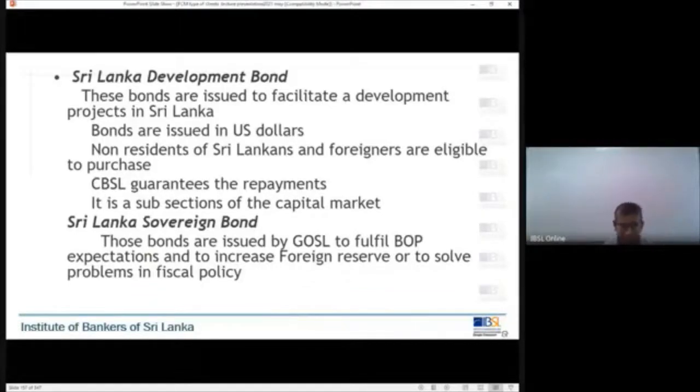And another bond like this we call the Sri Lanka Sovereign Bond. Again, the sovereign bond is issued in dollar form. But the main objective of issuing a sovereign bond by the Government of Sri Lanka, GOSL, is to fulfill BOP expectations. What do you mean by BOP? If there is a gap in the balance of payment, in order to fulfill this gap, people go for improving the foreign reserve to solve the problem of fiscal policy, right? For that, the bonds are typically used for the Sri Lanka Sovereign Bond.